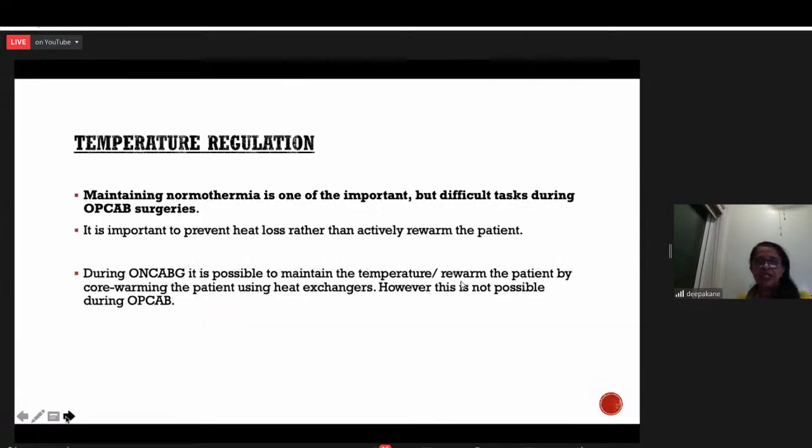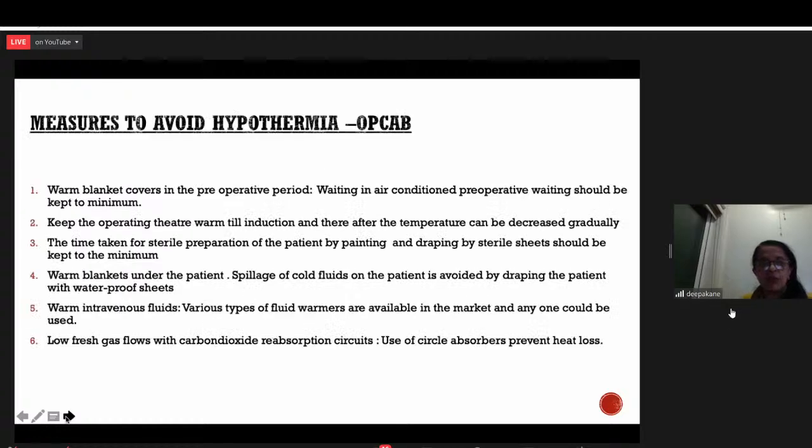Temperature regulation is very important in off-pump, as Dr. Raghu has told in detail about the temperature management. On on-pump, it is easily possible to maintain temperature regulation using the temperature changes, whereas in off-pump, you have to be very active with warming: keeping operation theaters warm, limiting the sterile preparation, a warming blanket under the patient, using warm IV fluid, low pressure flows with a CO2 reabsorption circuit. The aim is to maintain normothermia.